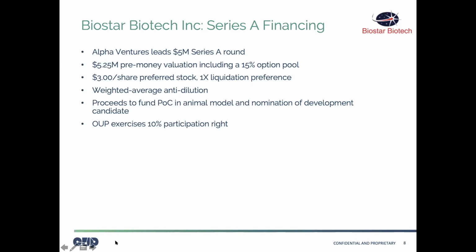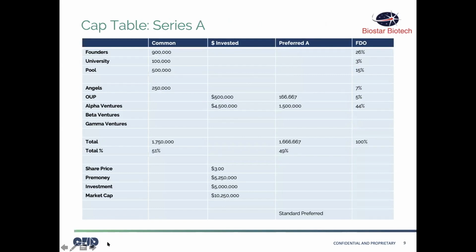And this money, $5 million in the Series A, is being used to fund a proof of concept study in an animal model and trying to nominate a development candidate. This is a type of round that OUP is very interested in, and we did, in fact, exercise our 10% participation right. And the cap table now changes, as you see in the next slide, after Series A.